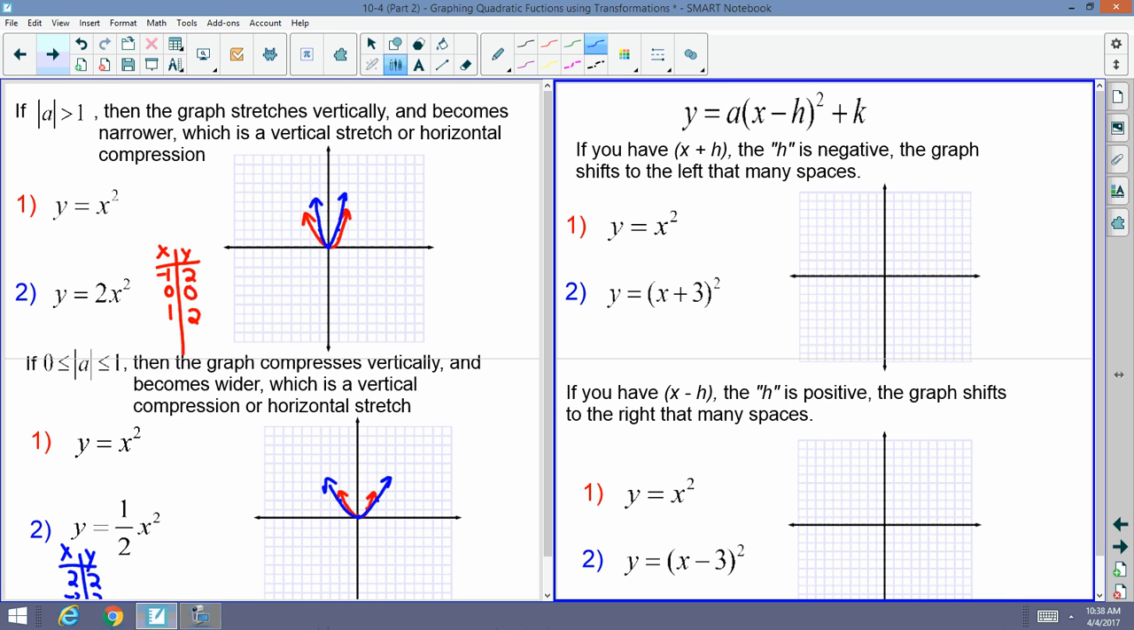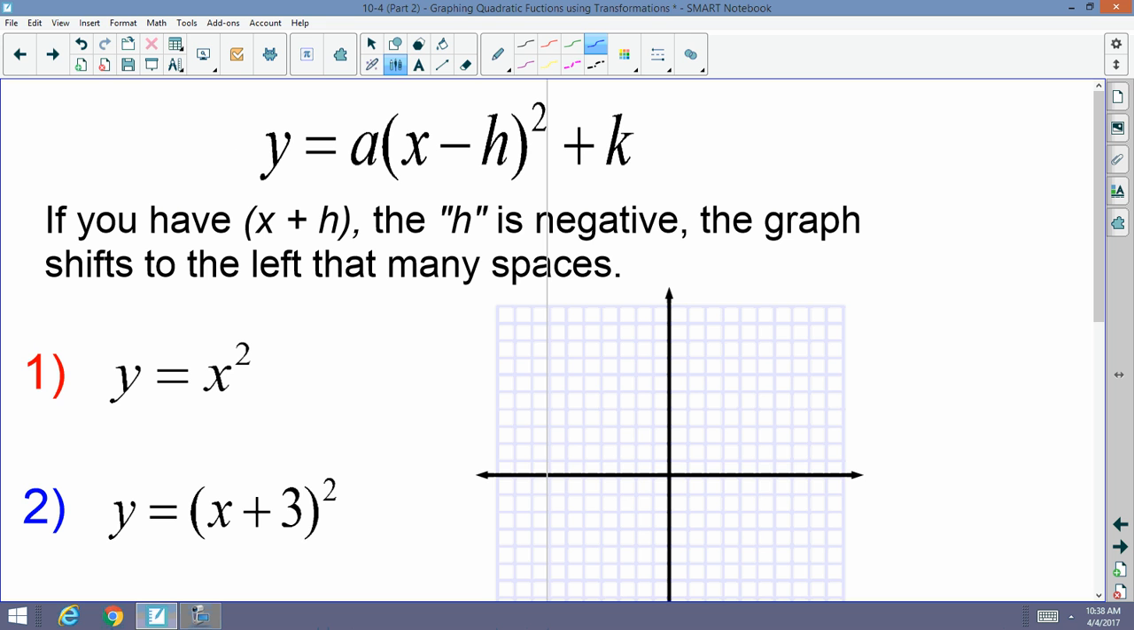Now, the H. The H, guys, H stands for horizontal, okay? If you have in your function an x plus h, that means that h is negative. Think about that. I have x minus h. So if I have x plus h, didn't that mean that h had to be a negative? Because a negative times a negative is a positive. So if I see an x plus h, that means that h is negative, and I'm going to shift the graph to the left that many spaces.